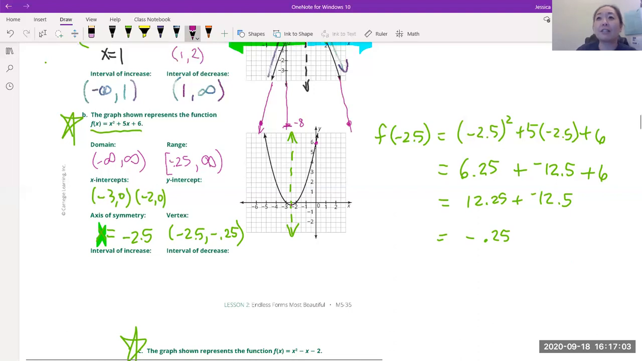All right, so right there at 6. So it's going to be 0, because the x part comes first, and then we're going to go up 6.